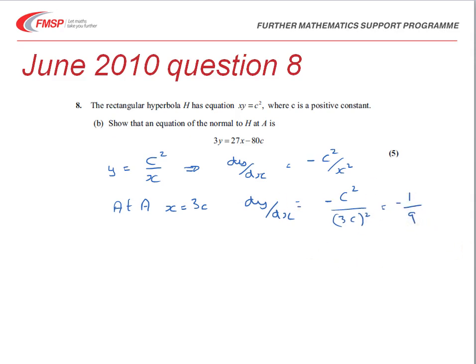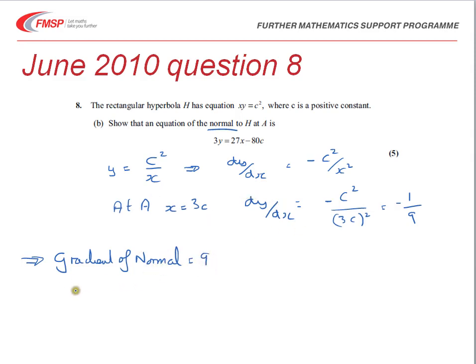That of course would be the gradient of the tangent, but we're asked to find the normal. So that means that the gradient of the normal is equal to negative 1 over that, which is equal to 9.